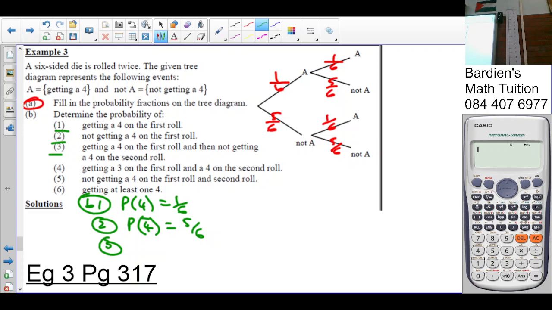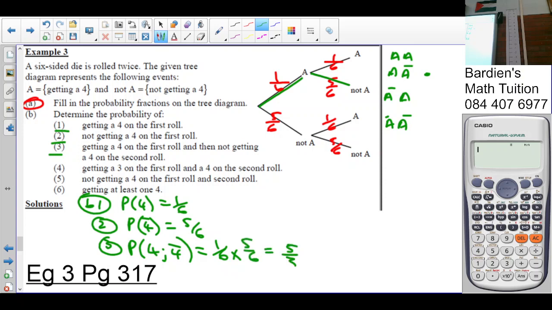Number 3. Getting a 4 on the first row and not getting a 4 on the second row. So the outcomes are 4, 4, 4, not 4, not 4, 4, and not 4, not 4. That thing on top means not. Getting a 4 on the first row and then not getting a 4 on the second row, that is the option they're looking at. The probability of 4 and not 4 is going to be 1 out of 6 multiplied by 5 out of 6. You see it? That means it's going to follow this path here. Which is 5 out of 36.